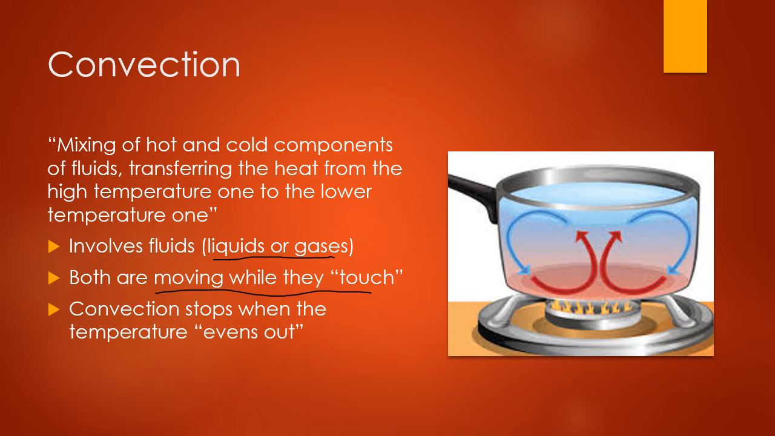Convection stops when the temperature evens out. So the pot of water we saw in the original example, another example of this would be air conditioners or even just heat in your house. So you have hot air being pumped into your house. That hot air is mixing with the cold air, transferring that heat through those two gases touching each other but moving, evening the temperature out in your house.